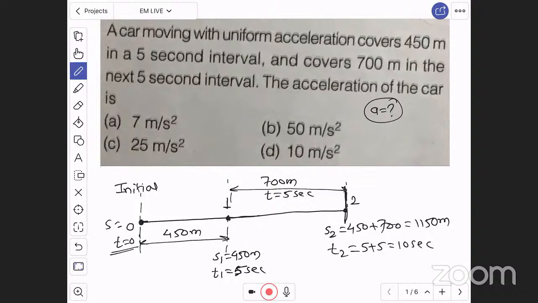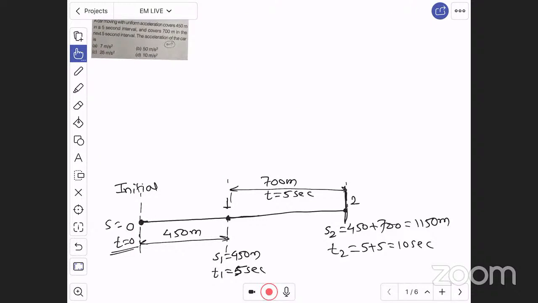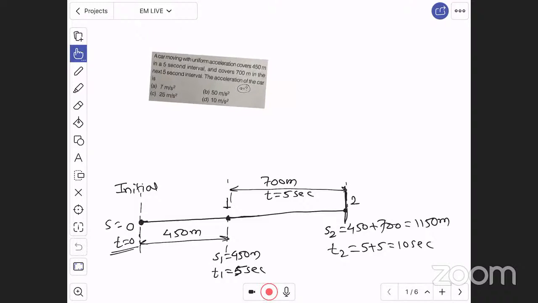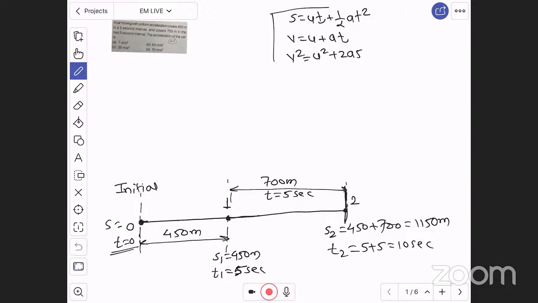And the question is to find acceleration. You have 4 options here. Out of the 4 options, we have to select the correct choice. Now let us solve this question. Here, I will zoom out the question. Now, my dear students, we have 3 equations of motion. That is S is equal to ut plus 1 half at square. Second is v is equal to u plus at. And third, v square is equal to u square plus 2as. These are the 3 equations of motion.